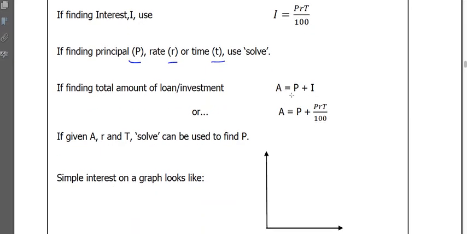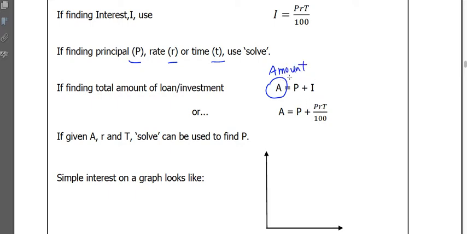Another thing that we need to investigate is this part here, which is if you're finding the final amount of the loan, or if you're looking at the final value on your savings account after a period of time. The letter that we assign to that is called A. So just think A for amount or total amount.